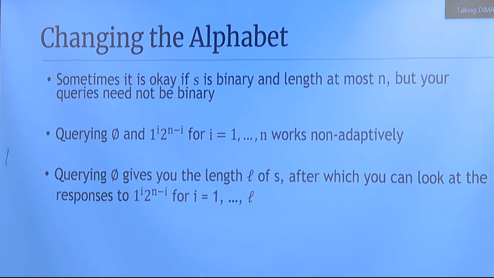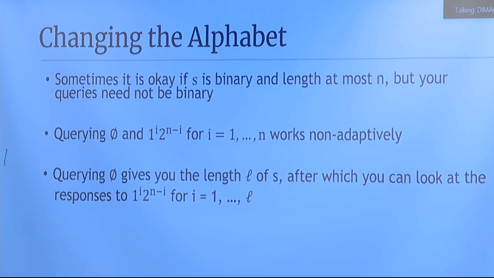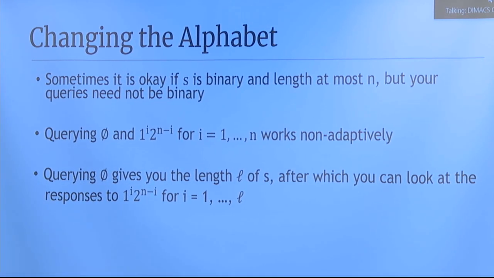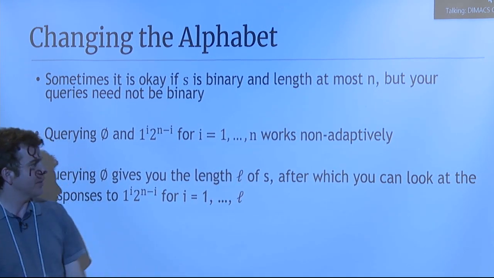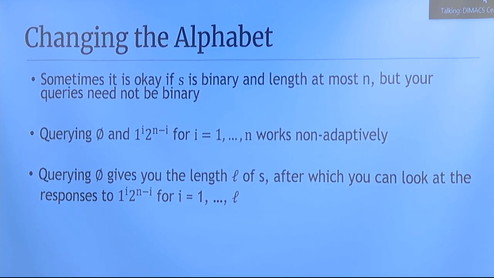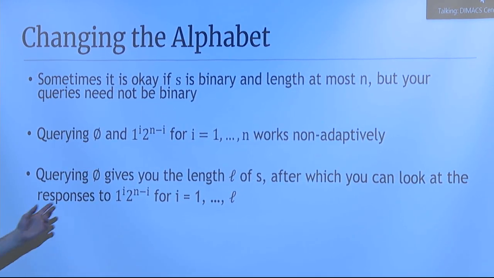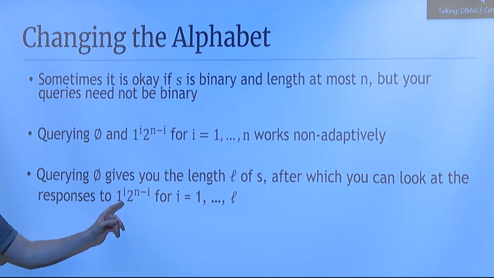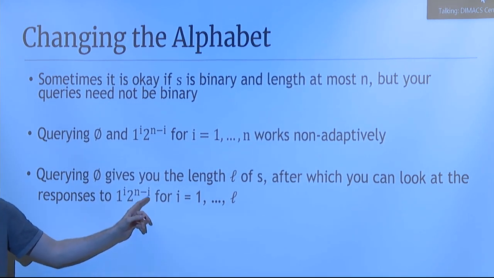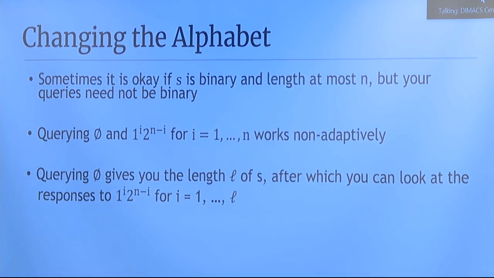Querying the empty string is going to give you the length L of the secret, as it did before. After which you can look at the responses to the queries 1 to the i, 2 to the n minus i, for i going from 1 to L. So again, we just look at a prefix of these responses. That's enough to figure out the answer.